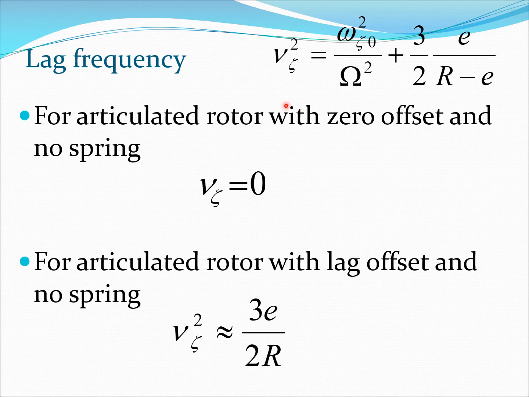So let's look at some extreme case scenarios from this equation. If you have an articulated rotor with no offset hinge and no spring, then nu zeta equals 0, which is not a good thing. Therefore, typically you would find some offset being present for the lag hinge or a lag spring being present, if not both. Now, if we were to have no spring, we would typically get nu zeta squared as 3e by 2R, as I mentioned before, because e is typically small, so we can replace the R minus e in the denominator by R.